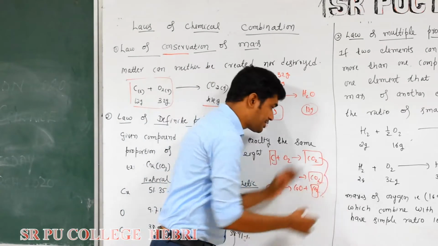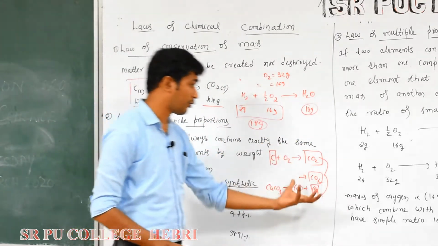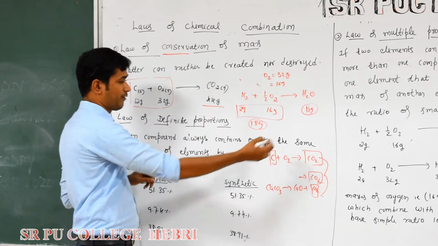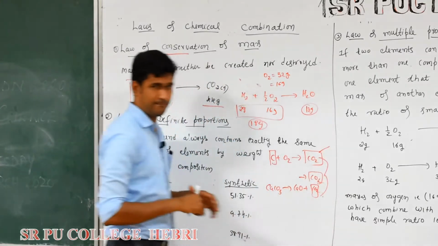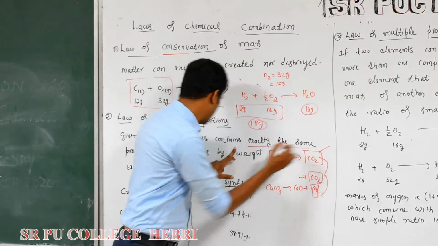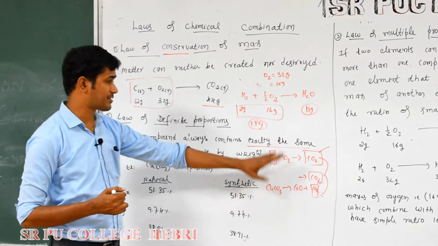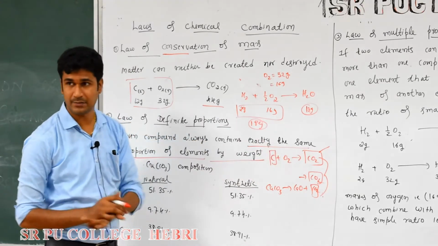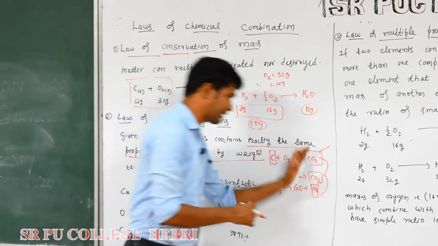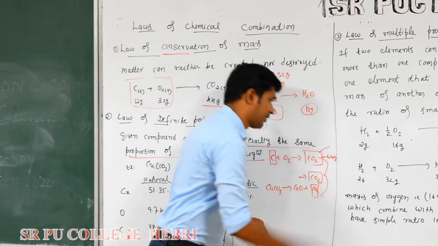Here, the composition of CO2 obtained by various chemical reactions is not going to change, that is definite. It says a given compound, what is given here? CO2 is given. A given compound always contains exactly the same proportion of elements by weight. In terms of percentage or in terms of weight, the mass must always be the same. Here we have 44 gram of carbon dioxide.